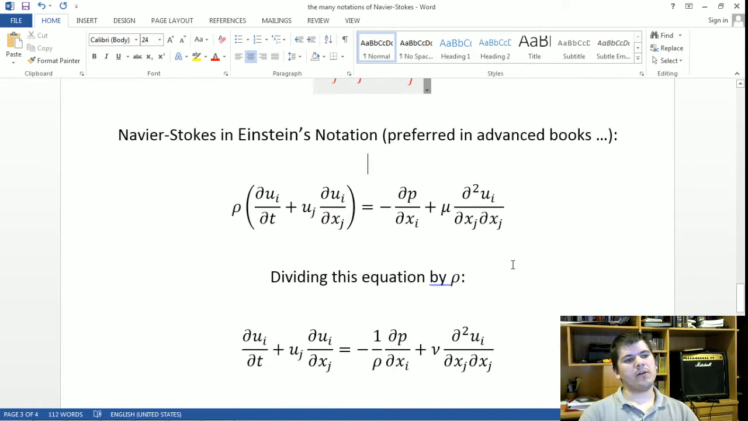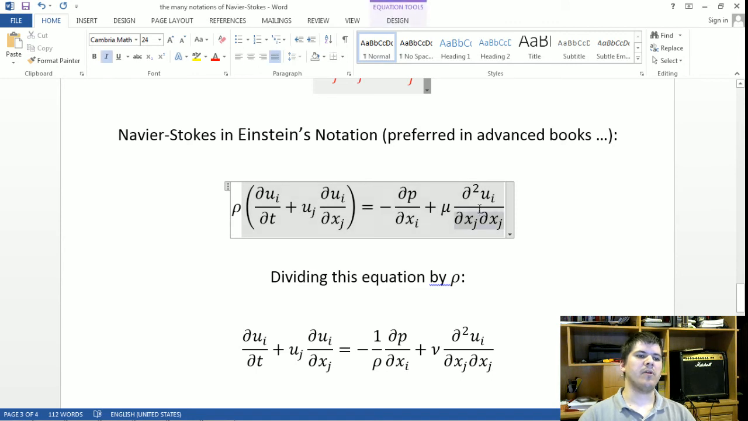Well, so applying this mathematical tool, we can arrive at Navier-Stokes in this form. Okay, but for some people it can still be very confusing to think of Navier-Stokes as this.